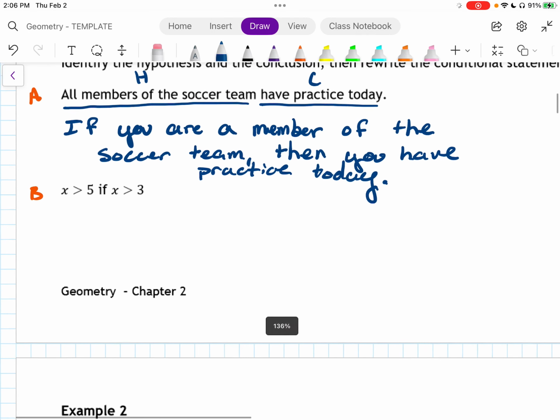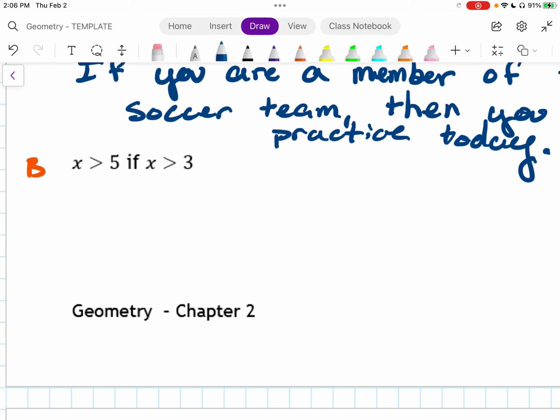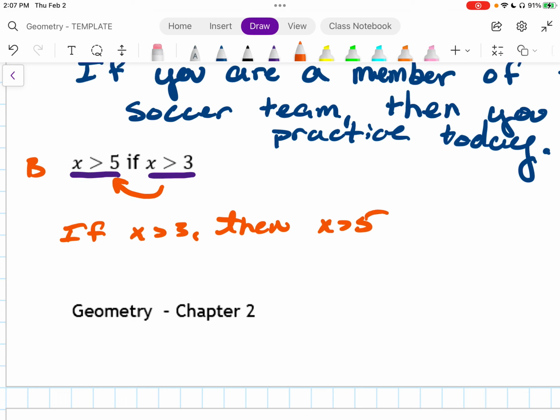All right. Next up, now this one's written kind of odd, but we go based off of what's written first. That's the hypothesis. Actually, you know what? I just misspoke. We have to read this: x is greater than 5 if x is greater than 3. I started to read that backwards. It's saying that this first piece is true if the second piece is true, right? So you kind of have to look at the second piece and then you go to the first. So here I'm going to say, if x is greater than 3, then x is greater than 5.